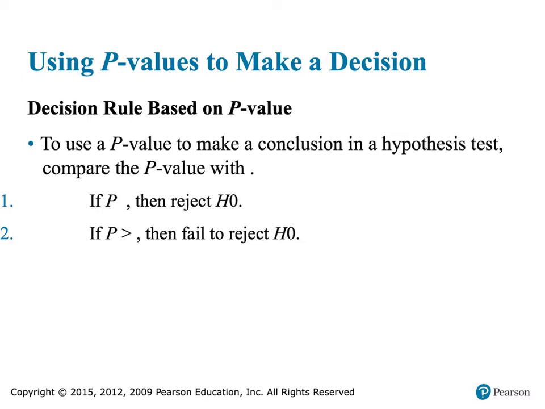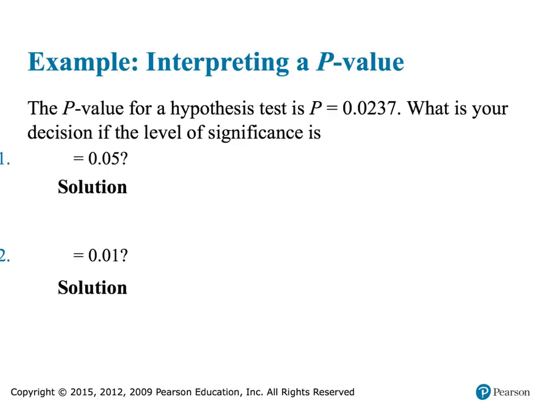So we talked in the previous video about the fact that we're going to use our p-value to help us make a decision about the null hypothesis. And so what we always do is we compare our p-value to the level of significance given. So if p is less than or equal to the level of significance given in the problem, we will reject the null. If p, on the other hand, is not less than or equal to and therefore greater than that level of significance, then we will fail to reject the null.